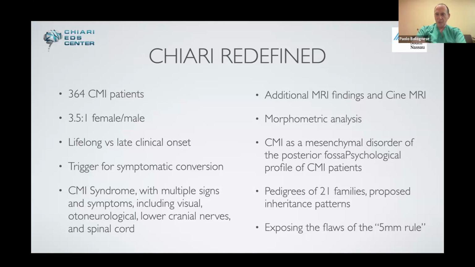He went in depth with morphometric analysis and introduced the concept of Chiari as a mesenchymal disorder causing a small posterior fossa, squeezing the tonsils out. He also picked up on the psychological profile, the pedigree with inheritance patterns of a number of patients, and mainly exposed the flaws of the 5mm rule on a large scale of patients.